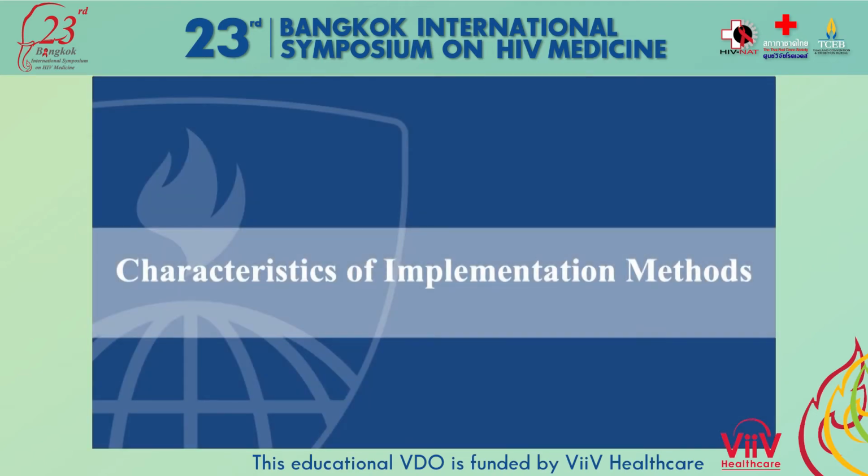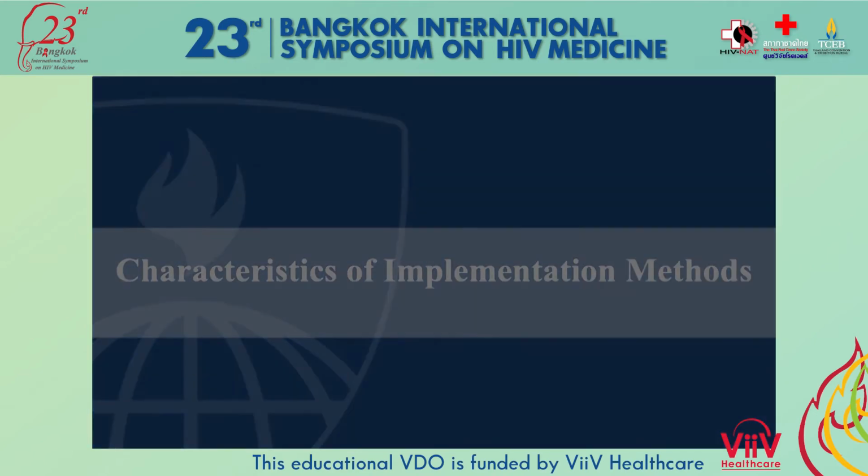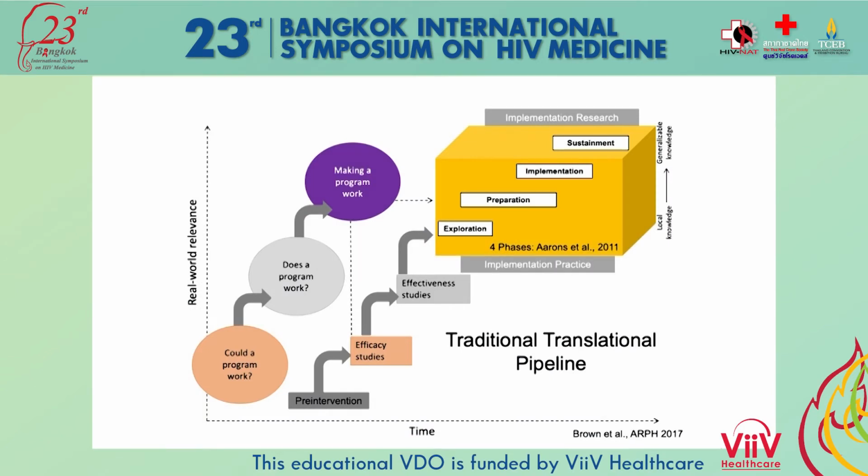So I wanted to start by talking a little bit about characteristics of implementation methods. And I want to do that by really thinking about the traditional translational pipeline. While we've seen over this year how quickly this pipeline can work, often we think about initial work being, could a program work? Even in the most hypothetical settings, could a program work? And those tend to be pre-interventional studies, in vitro studies, for example, where we're even thinking about can PrEP, even in the most hypothetical sense, work?